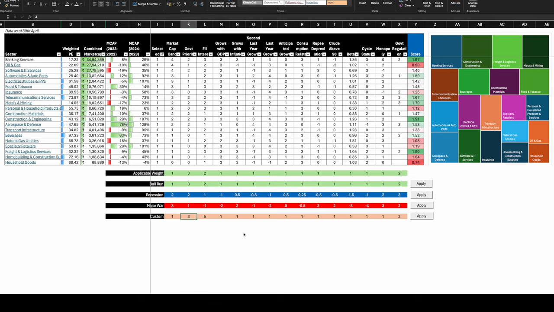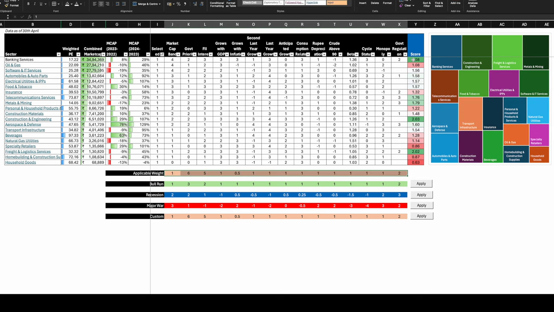Let's again say 6. Let's assume inflation will go down, so let's reduce the weight to 0.5 and check again. So banking remains at the top. In fact, it gets stronger. Now the score is 2.08. So this is how you can build your own custom scenarios and play them out on this model.